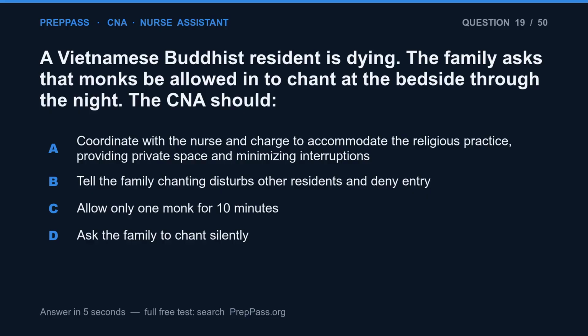Question 19. A Vietnamese Buddhist resident is dying. The family asks that monks be allowed in to chant at the bedside through the night. The CNA should: A. Coordinate with the nurse in charge to accommodate the religious practice, providing private space and minimizing interruptions. B. Tell the family chanting disturbs other residents and deny entry. C. Allow only one monk for 10 minutes. D. Ask the family to chant silently.